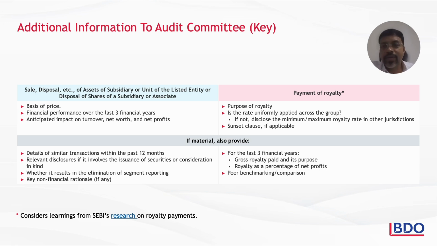And the last category, the seventh one under Part B, is about payment of royalty. Here the minimum set of information will be purpose of royalty, and is this rate uniformly applied across the group? If not, what is the minimum and maximum royalty rate in other jurisdictions should be brought out, and if there is any sunset clause or not. Then, if this is material, for the last three financial years, what is the royalty paid, its purpose, and royalty as a percentage of the net profits, and any peer benchmarking or comparison available in respect of this transaction should also be brought in.